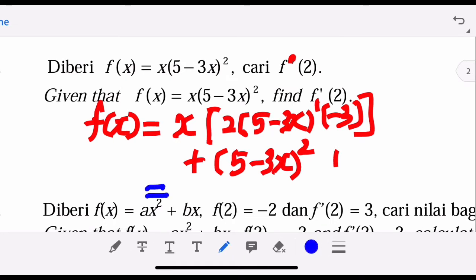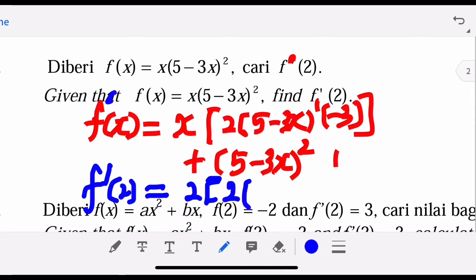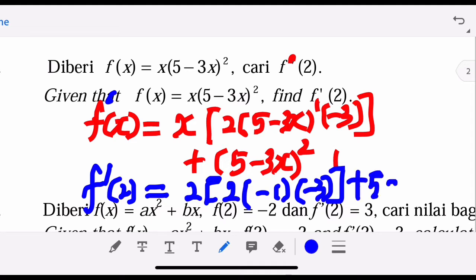Then you substitute the 2 inside. Because the question is asking for f prime 2, this one becomes prime. So I will substitute 2: 5 minus 3 times 2 is 5 minus 6, so it's -1, right? Then you times with the -3, and you take 5 times (5 minus 6), and then you square, right?